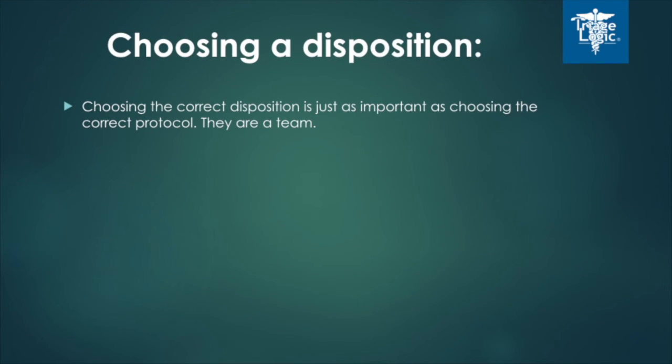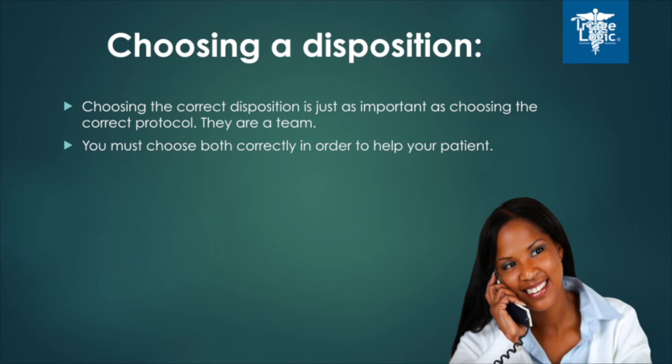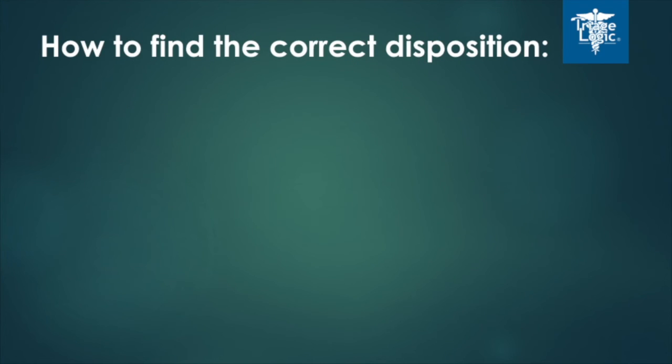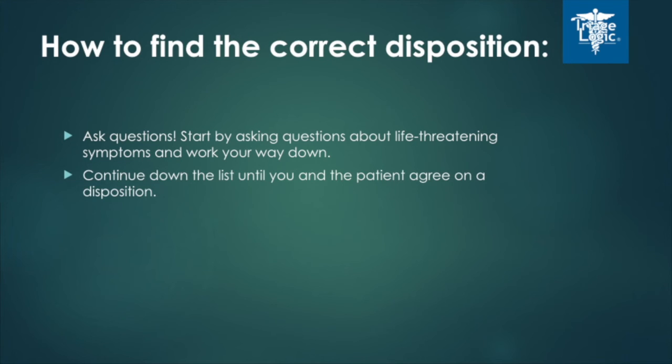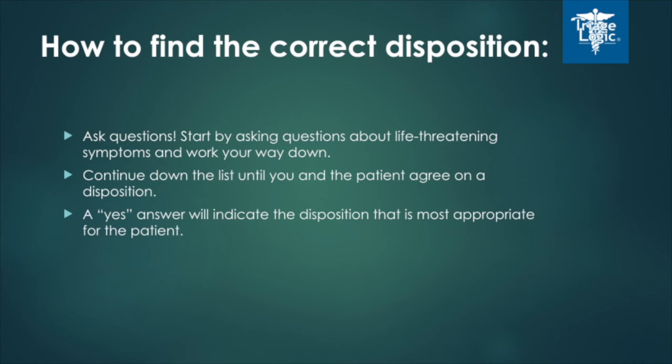While choosing the right protocol is important to your final outcome, so is choosing the most appropriate disposition and getting your patient to the right level of care. They are a team. You must have both correct in order to help your patient. The triage nurse determines the proper level of care by asking the patient questions, starting with those symptoms that would be life-threatening and working her way down by asking questions with progressively less severity until the patient and nurse agree on a disposition that most closely matches the symptoms the patient is experiencing at that time. A yes answer from the patient will indicate the disposition that is most appropriate for that patient.